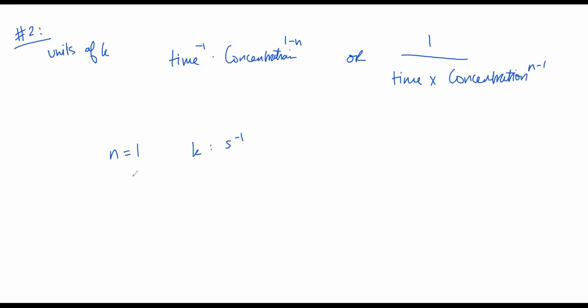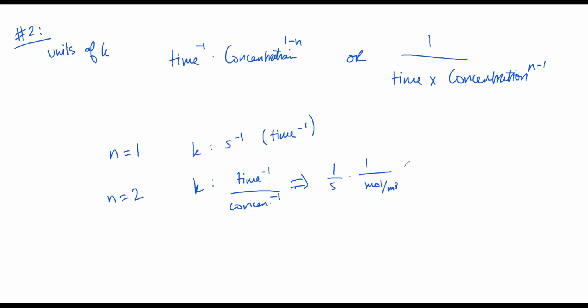So if n equals 1, K is s minus 1. If n equals 2, K will be time minus 1 over concentration to the power of minus 1. So if we use standard units, it will be 1 over s multiplied by 1 over mole per meter cubed. So basically it's meter cubed per mole second.